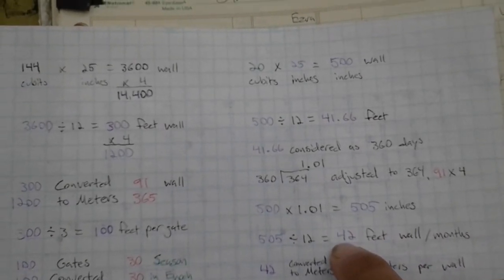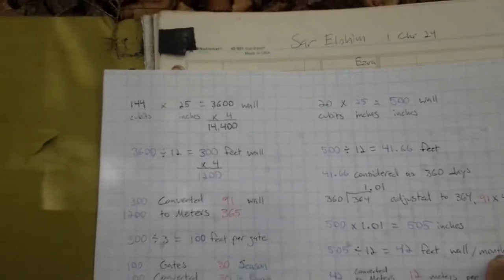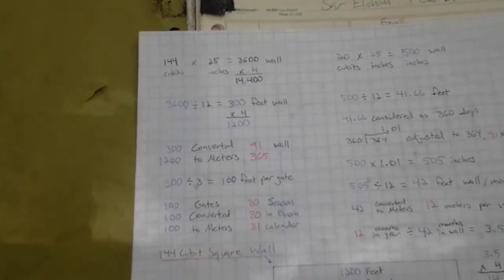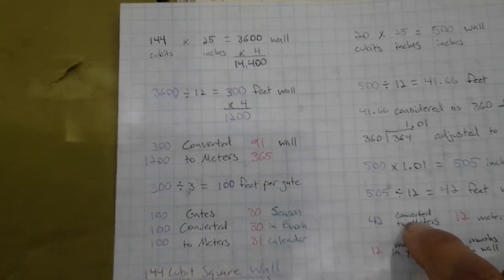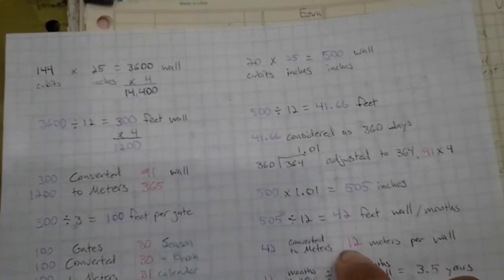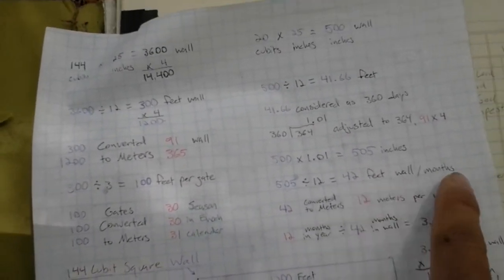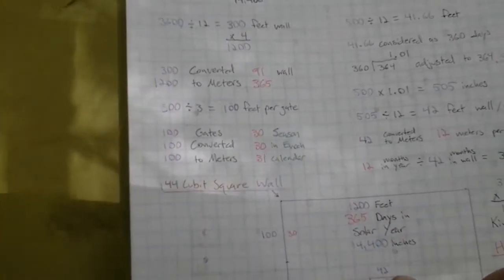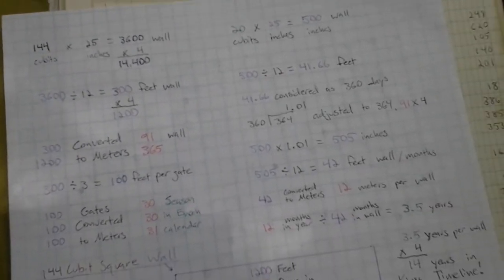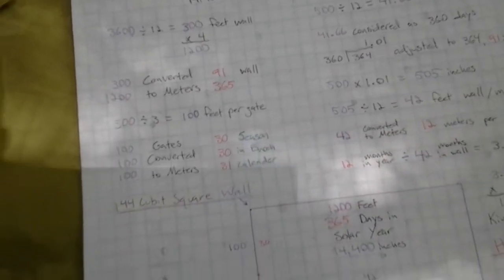Now what's happening is these 42 feet per wall are months, okay? All right, so now we have months here going on, guys. Now, if we take the 42 feet and we convert that to meters, we have 12 meters per wall. Okay, so let's look at it. So what we have is 42 feet per wall. Each wall is 42 feet. And then when we convert those 42 feet, we have 12 meters per wall.